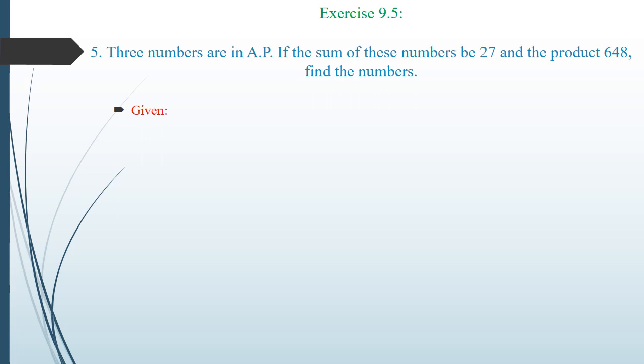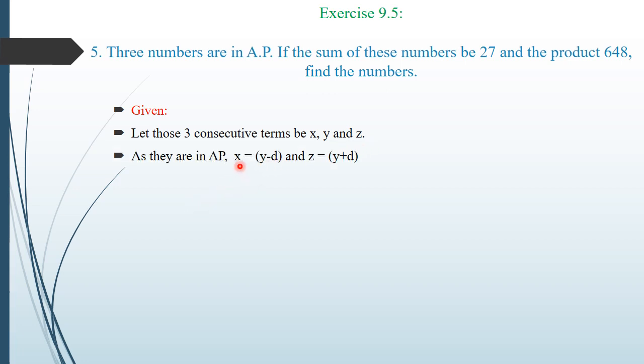Let us note down the given data. Just like the previous problem, I'll consider these three consecutive terms of AP as x, y, z, and we already know x can be represented as y minus d and z can be represented as y plus d. Here one thing you can notice is I'm just representing all the terms in terms of y only, so that it is going to become easy for us to solve. These three terms can be represented as y minus d, y and y plus d.